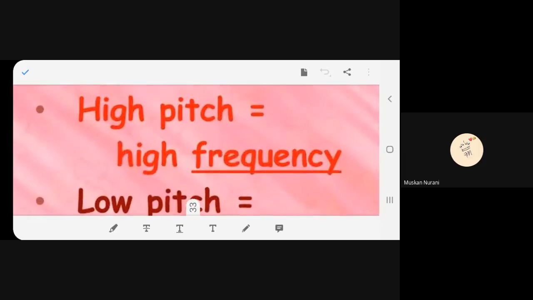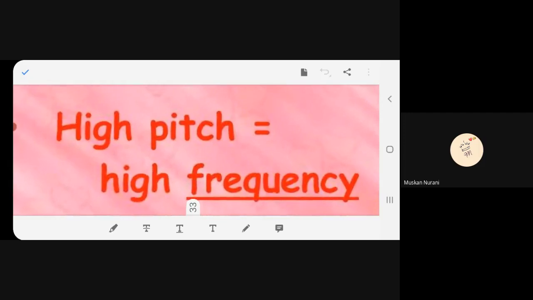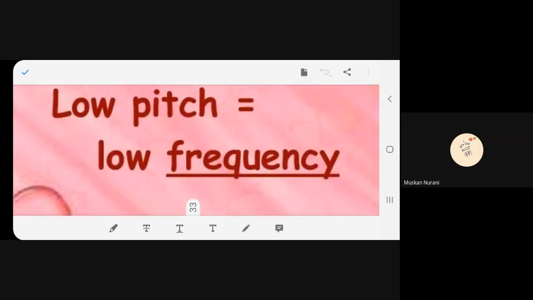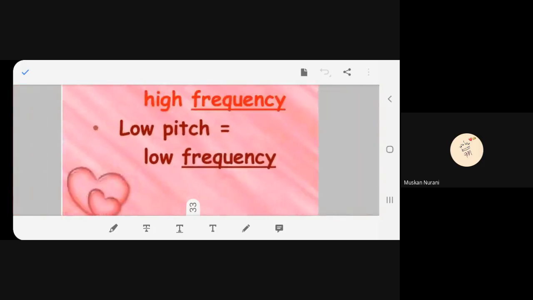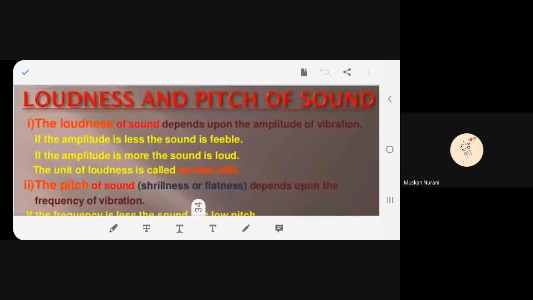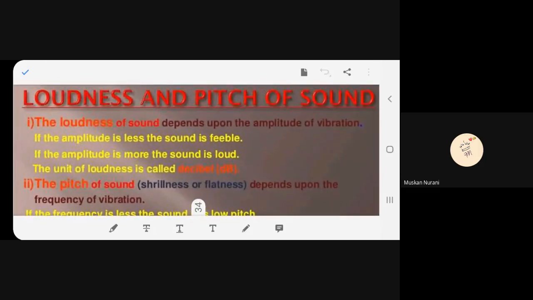So what have we understood? High pitch is equal to high frequency, and low pitch is equal to low frequency. Now we have understood nicely that if you call it high pitch, it means high frequency. And if I say flatness, low pitch, we call it low frequency. So it's directly related, the pitch and the frequency. The same thing in a different manner, we are going to learn: loudness and pitch of sound.